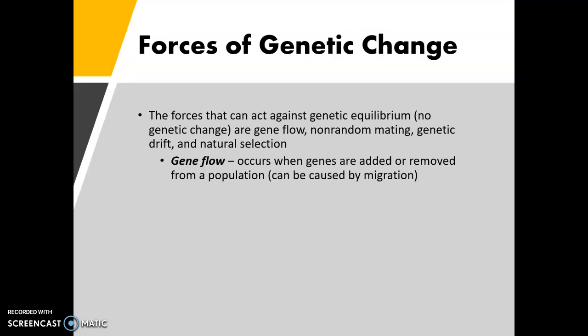If you remember, equilibrium is like we want to keep things consistent, pretty much the same or as much as we can, or let's just say minimize the amount of genetic change, okay? But these are forces that are definitely going to try and disrupt the balance of this equilibrium. So the first one is gene flow. That occurs when genes are added or removed from a population, and it can be caused by migration.